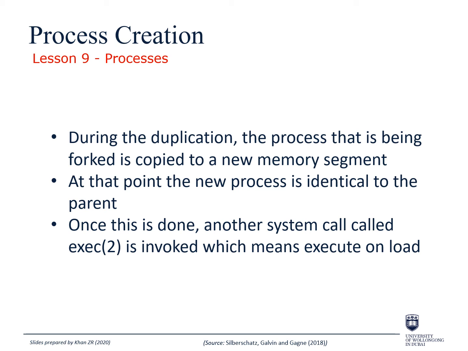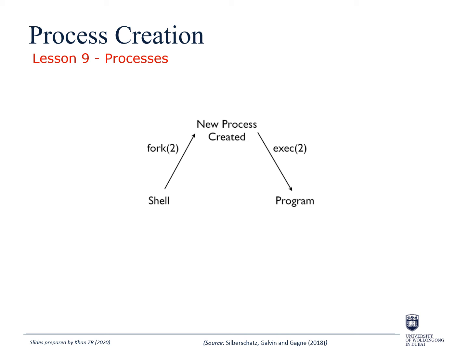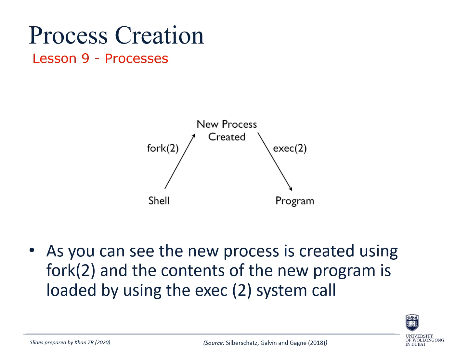During the duplication, the process that is being forked is copied to a new memory segment. At that point, the new process is identical to the parent process. Once this is done, another system call called exec() is invoked, which means execute on load. Here's a diagram that kind of explains this process creation. So what you can see here is the new process is created using fork(), and the contents of the new program is loaded by using the exec() system call.